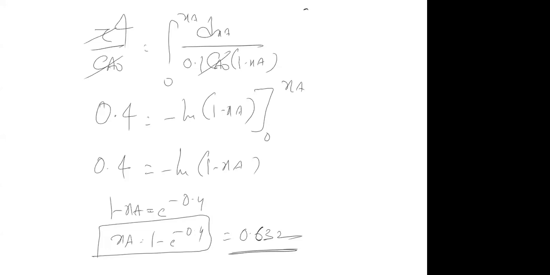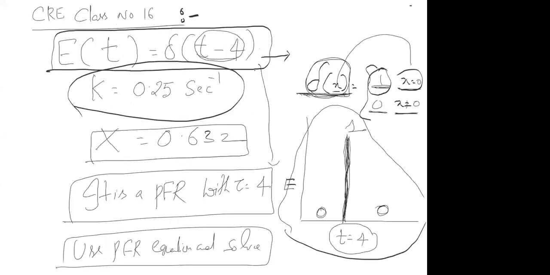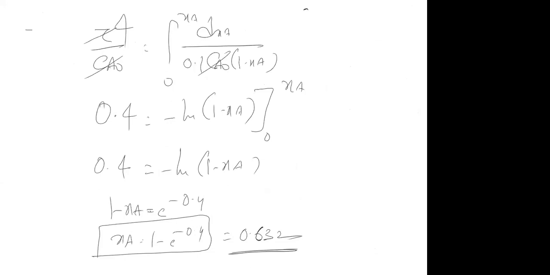Look at this RTD. This RTD looks like a PFR only, no? Straight line. So K is 0.25, then use 0.25. 0.25 into 4 is 1.